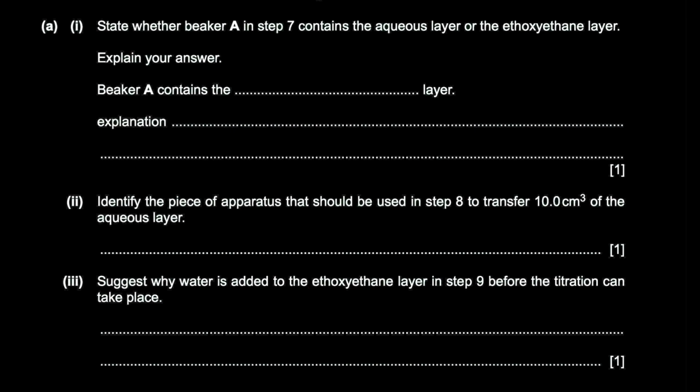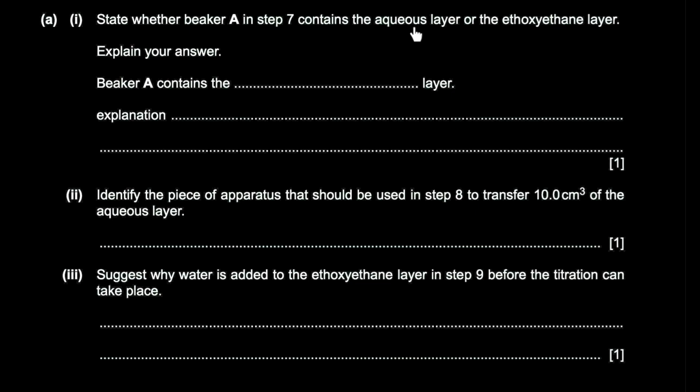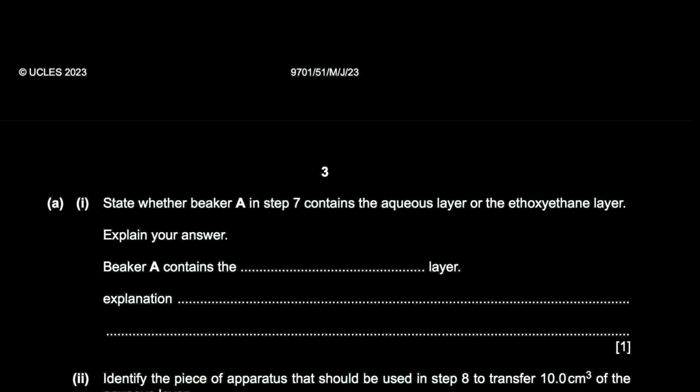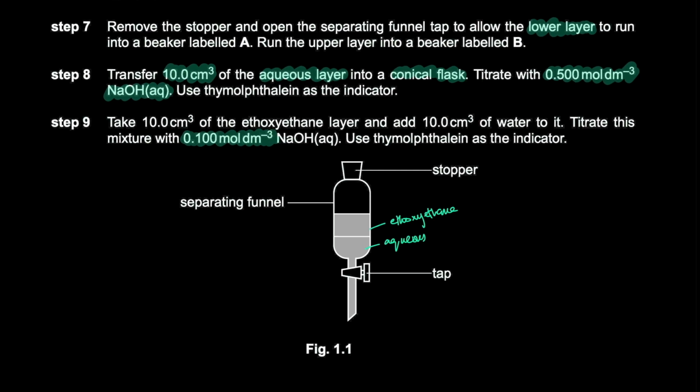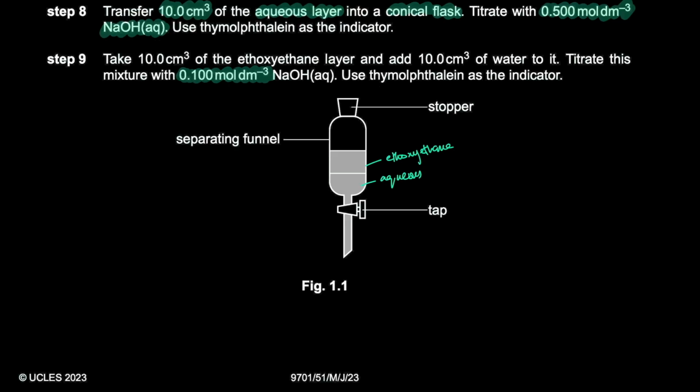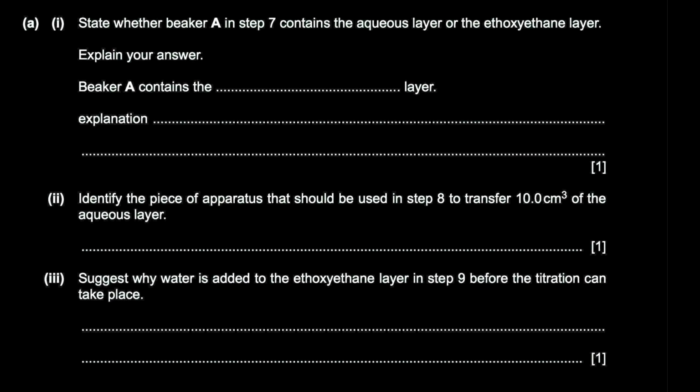Now state whether beaker A in step 7 contains the aqueous layer or the ethoxyethane layer. Now the beaker labeled A contains the lower layer. The lower layer is the aqueous layer. And the reason the lower layer is the aqueous layer is because water is more dense than ethoxyethane.